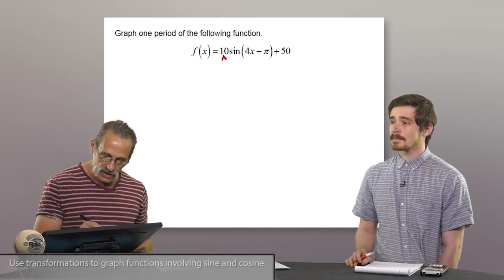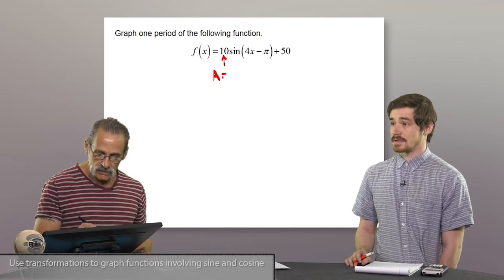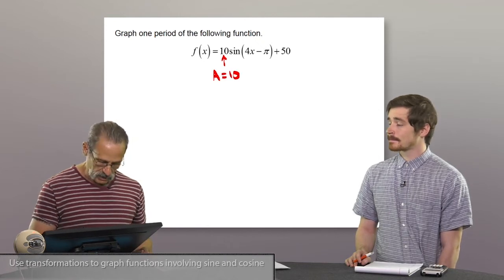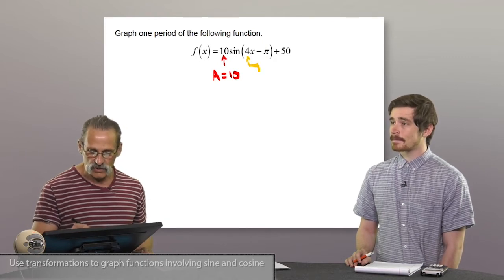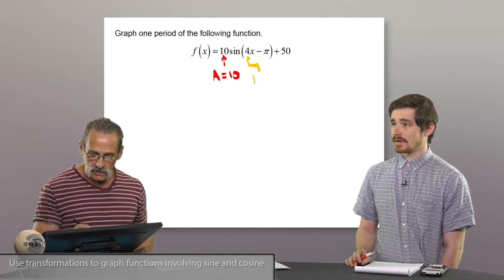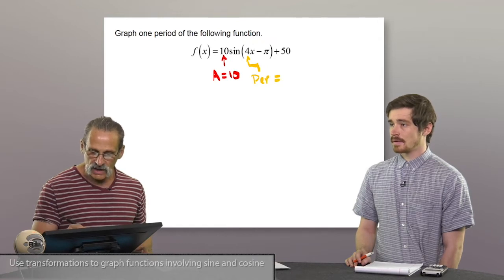A is what? A is the amplitude. Okay. And that's the distance from the midline up to the top or the bottom of the curve. Right. B is used to find what? It's used to find the period. Very good. And the period is found by taking 2 pi over b. Yes.